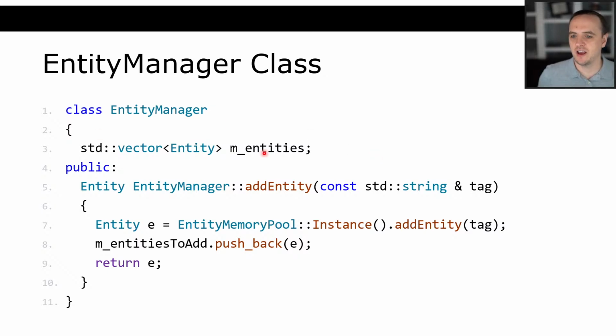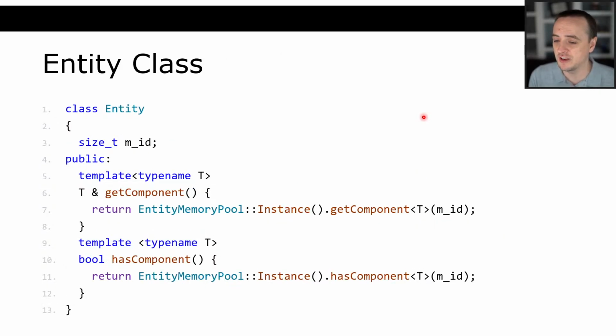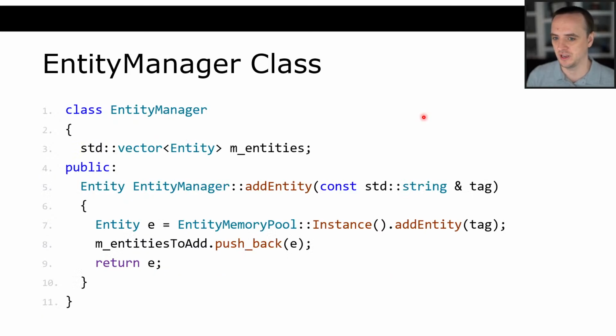And so inside the entity manager, we have to make a change as well. So inside the entity manager, we no longer need shared pointers to entities. Because entities are literally just integer IDs, we can just pass entities by value if we want to. So now we can store a vector of entities instead of a shared pointer to an entity.